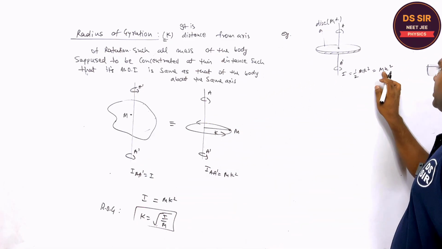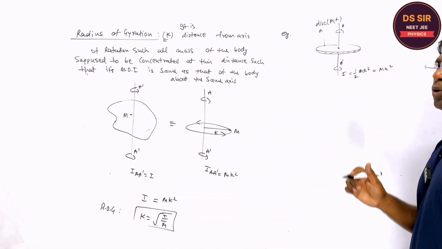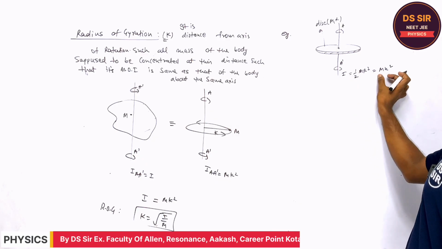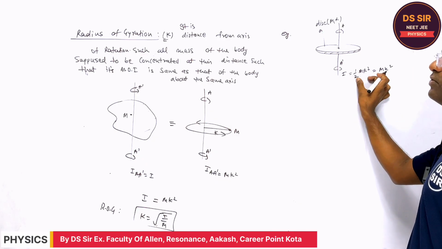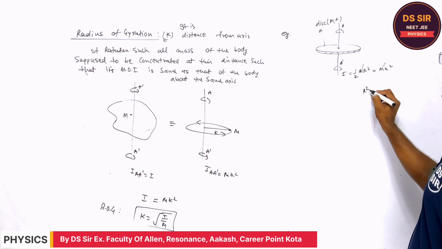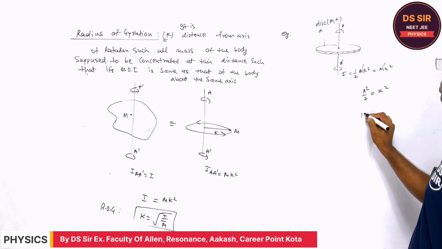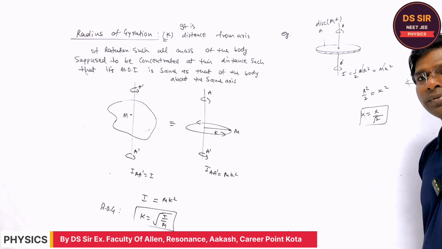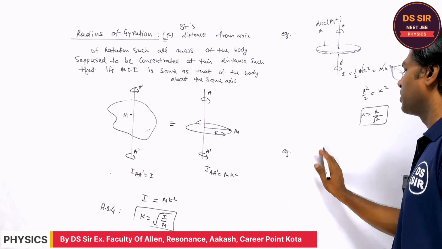You have to find that distance where all the mass of the body is supposed to be concentrated, such that its moment of inertia is the same as that of the body about the same axis. So m will cancel out, and r square by 2 is equal to k square. So what is k? It is r by root 2. This is the radius of gyration. Understood? So it is very simple.